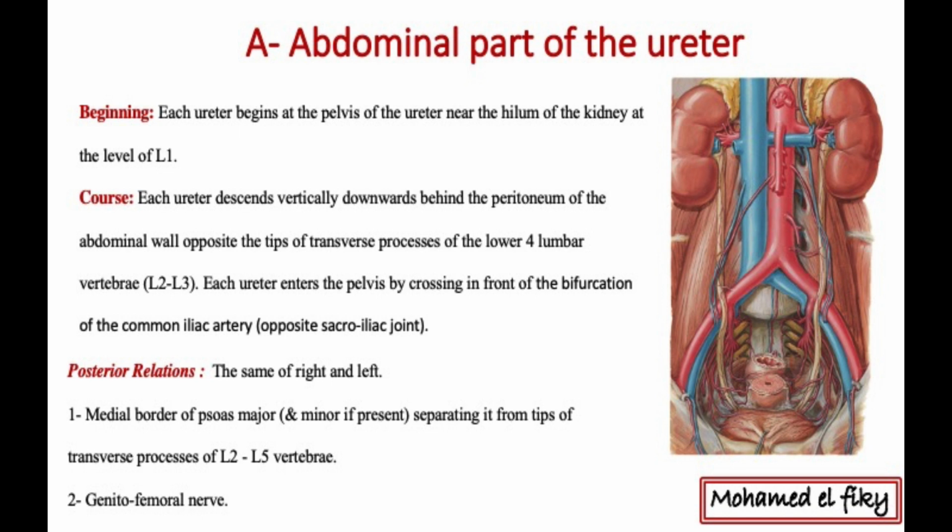Posterior relations of the ureter, right and left, the same. Number 1, medial border of the psoas major and the psoas minor, if present, because the psoas minor may be absent, which separates the ureter from the tips of transverse processes from L2 to L5. Also, posteriorly, the ureter is related to the genitofemoral nerve, which lies in front of the psoas major.